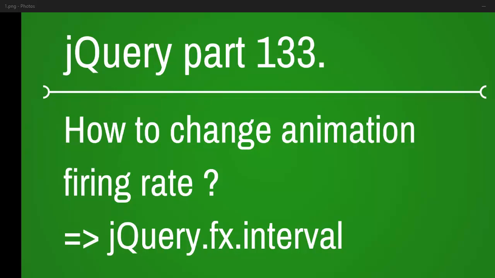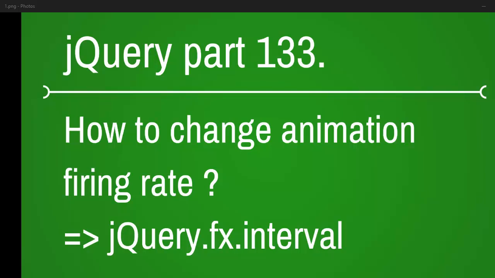Welcome to the jQuery video series, and this is part 133. Today we are going to look at how we can change the animation firing rate. There's a specific property called $.fx.interval. Using this property you can change the animation firing rate.